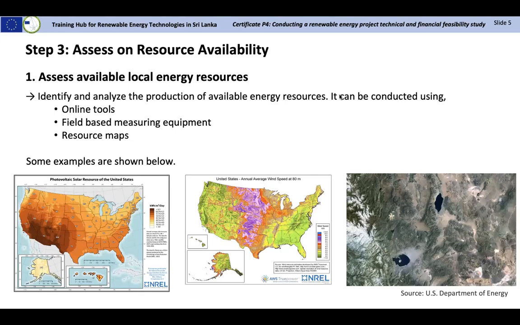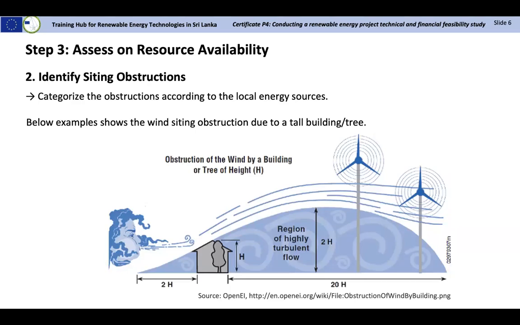Likewise, we can use others. You can see some examples shown here where NREL has plotted the photovoltaic solar resources of the United States and the annual average wind speed. So we can determine according to the location whether this will be applicable for this project location. Likewise, we can plot and assess the available local energy resources. And then we can identify siting obstructions, if we have any obstructions to the continuation of the project. So we can categorize the obstructions according to local energy sources. Below is an example for that.